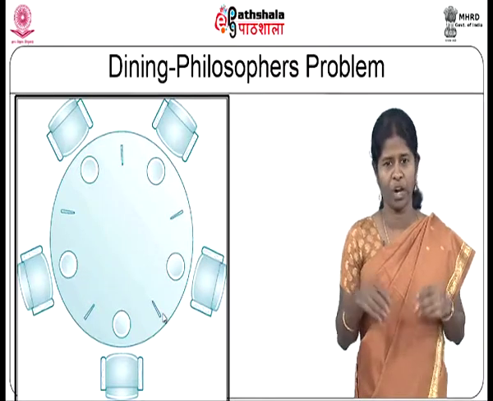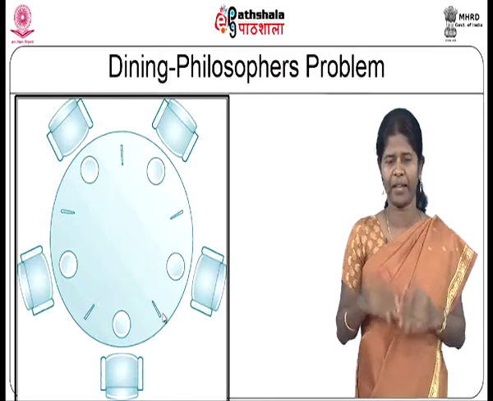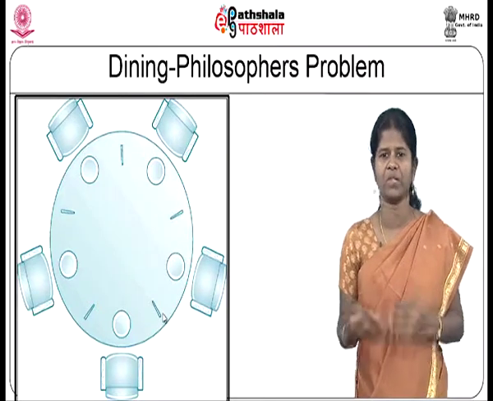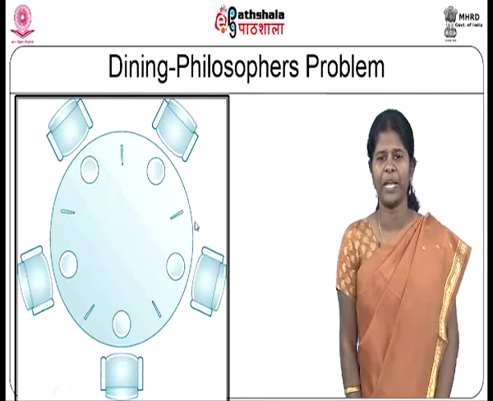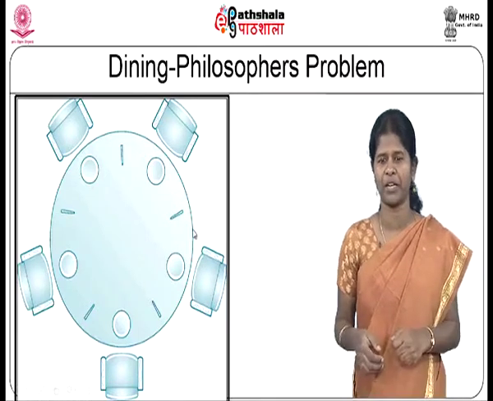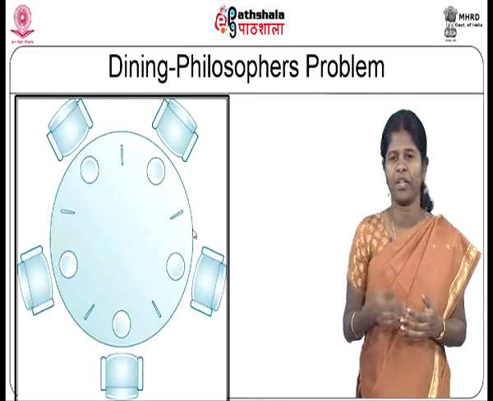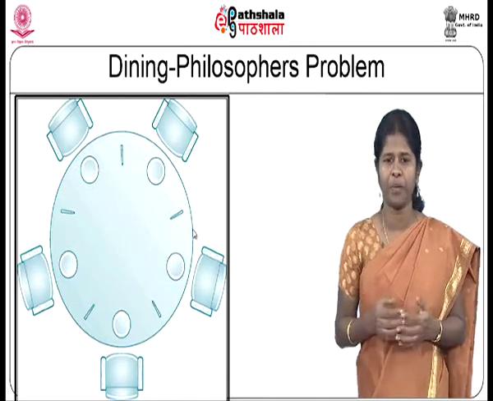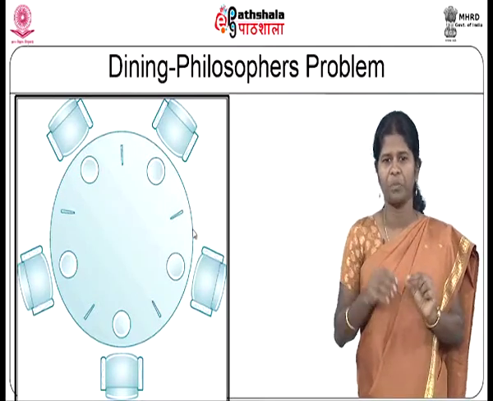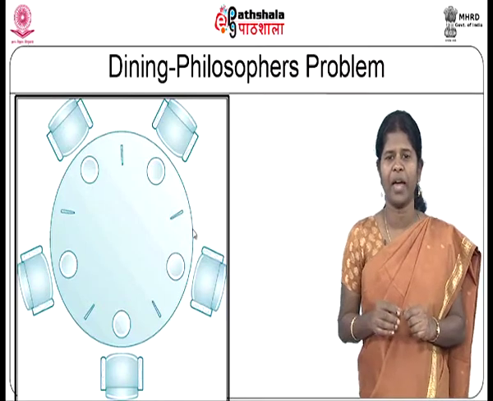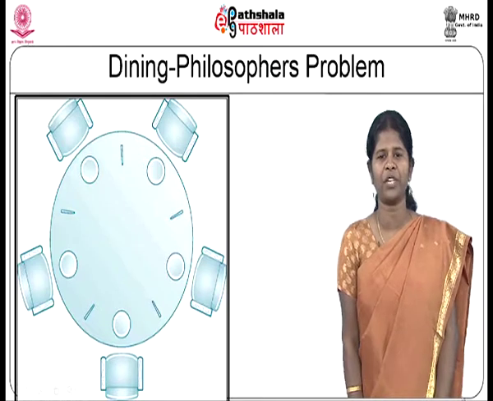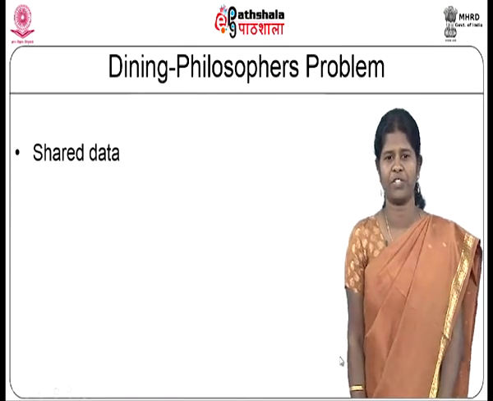But a philosopher will not keep on dining always. He will dine for some time, then place down the chopsticks and think for some time, and so on. When one philosopher places the chopstick down, the neighboring philosopher can pick up that chopstick and use it for dining. So the problem here is that the chopstick is a shared resource between the different philosophers, and they have to use this common shared resource. So how can a solution be given to the dining philosophers problem?